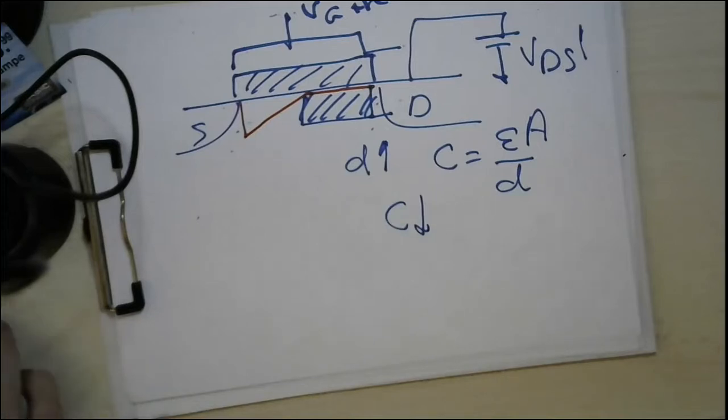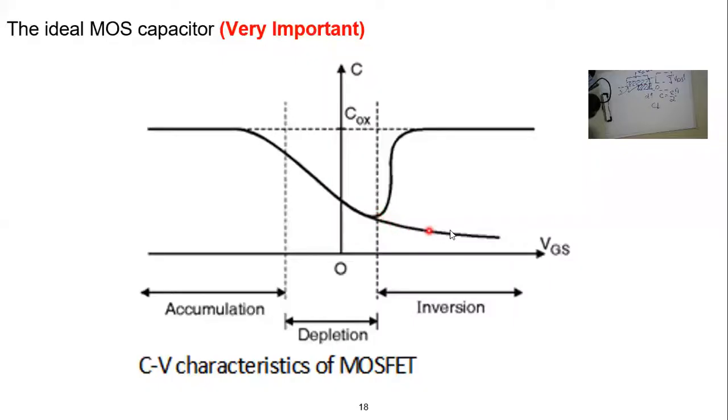That's why we have this curve in the capacitance curve. So this is very, very, very important. That's why I inserted a very important tag on this slide, because this is a very important slide in our lecture.